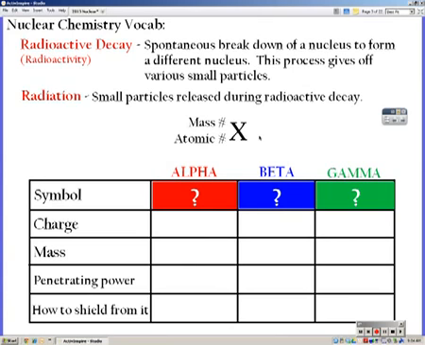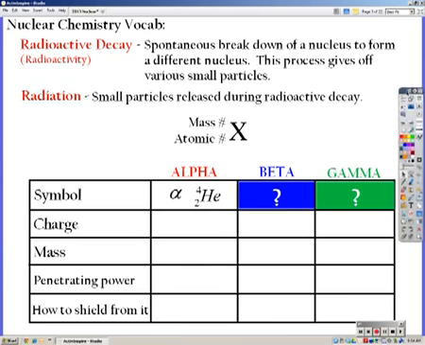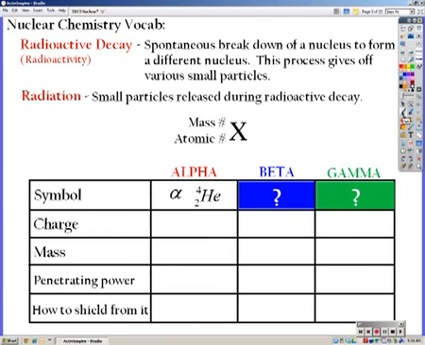Our three types of radiation that we'll be talking about are alpha, beta, and gamma. Alpha particles can be written one of two ways, either with the Greek symbol alpha or 4 2He, because an alpha particle is simply a helium nucleus. So the mass is 4, and our charge, because this is just a helium nucleus, is positive 2. Alpha particles have the lowest penetrating power, and you can shield yourself from it with just paper or clothing.